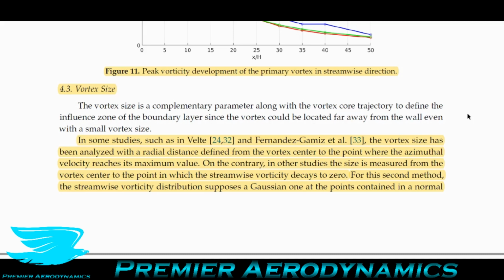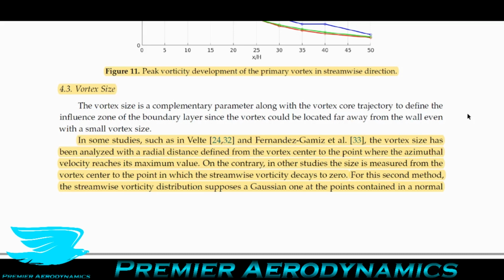Other people, they say, on the contrary, in other studies, the size is measured from the vortex center to the point to which the streamwise vorticity decays to 0. And this is a much better way of doing it, in my opinion, because a vortex is really going to be producing vorticity. So if you don't have vorticity, then you're not going to really have a vortex. A better way is to look at the circulation. When you start seeing where the vorticity is 0, you can then map the circulation around that, and that is also a very strong way of determining when a vortex ends.